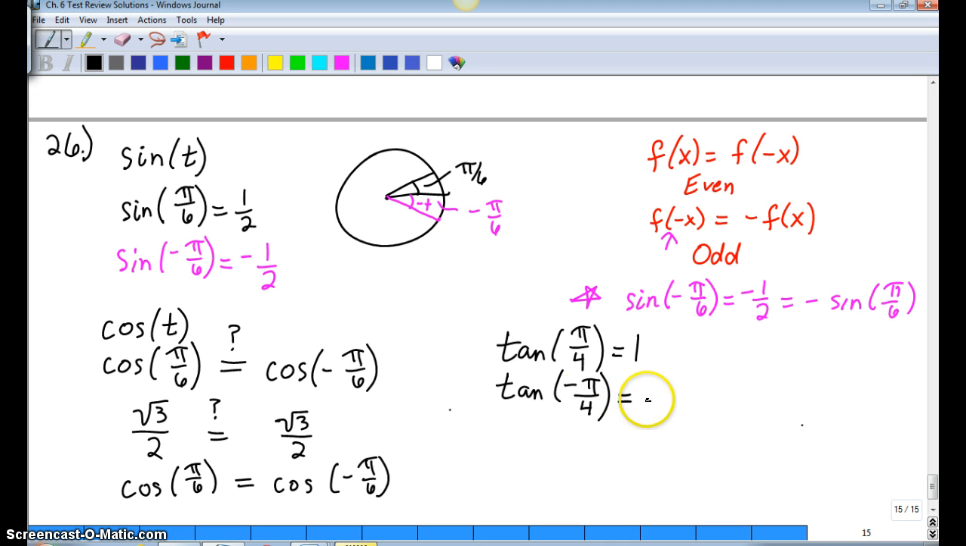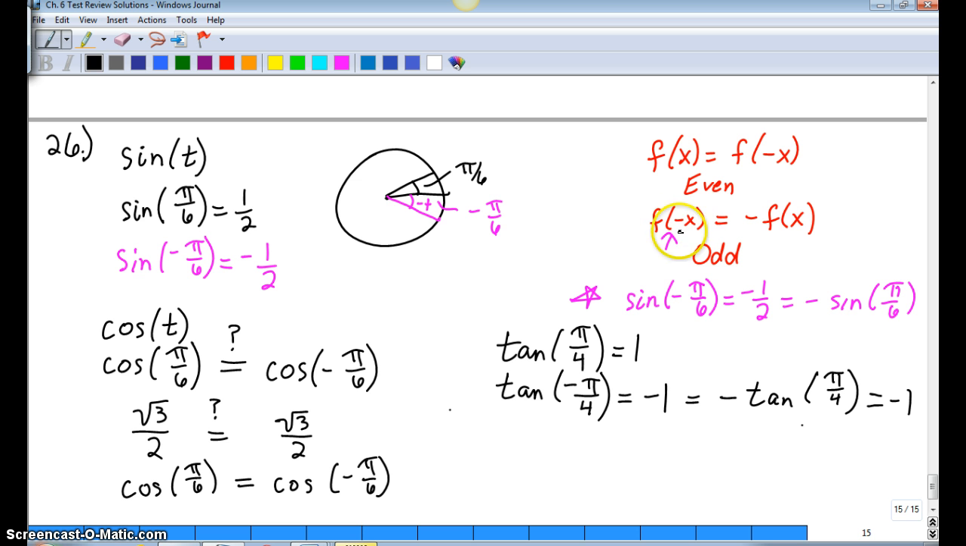Well, let's see. Tangent negative pi over 4, reference angle is pi over 4. So tangent is still 1, but because we're at negative pi over 4 in the fourth quadrant, we know that tangent's negative. Well, that is actually equal to negative of tangent pi over 4. So let's take a look. Tangent negative pi over 4 puts us in the fourth quadrant, reference angle pi over 4, negative 1. If you look at tangent pi over 4, that's 1, but we have our negative out front, so that's negative 1. So let's go back up to our definition.